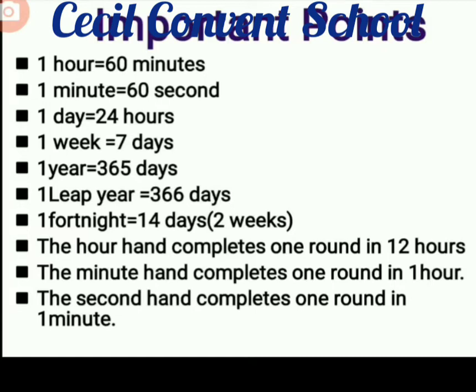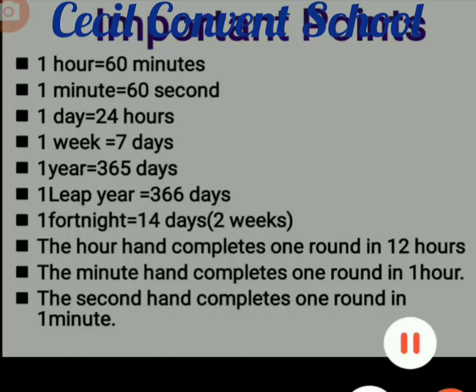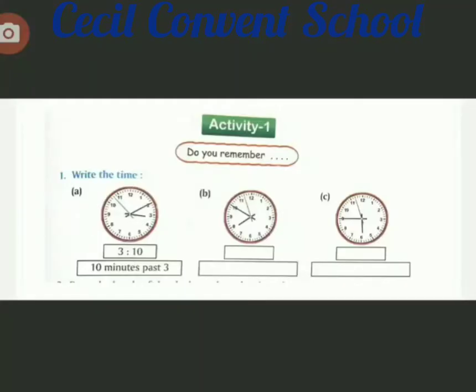So students, these points you have to write down in your maths copy. Firstly mention lesson number 16, Time, and then write down the date and important points. All these points you have to copy down in your maths copy. Clear? Now students, on the basis of the important points, we will do activity 1.